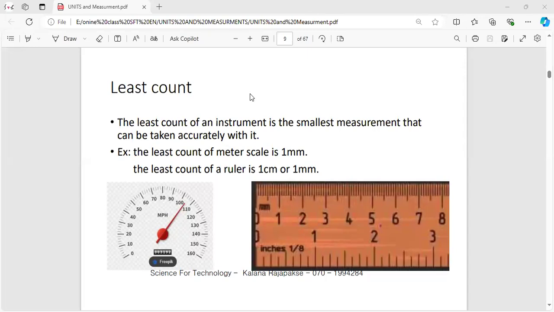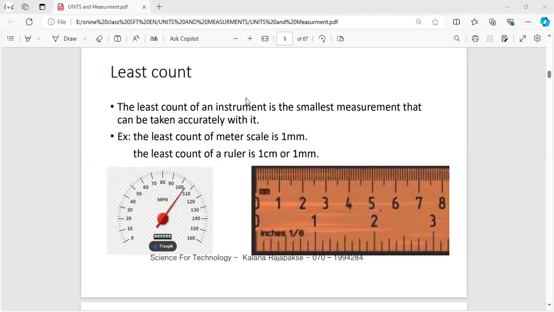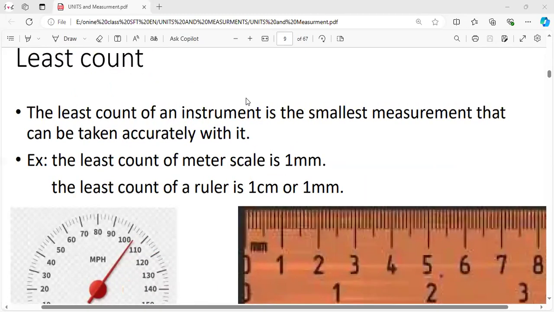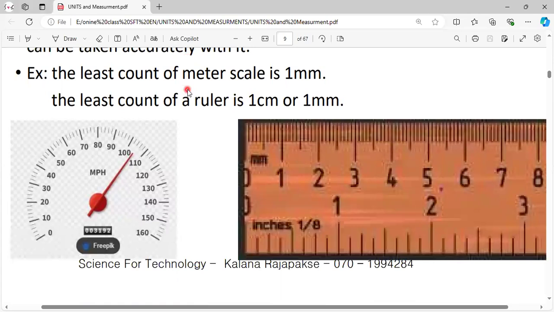Again, when we talk about the least count, it is defined as the smallest measurement that can be taken accurately with an instrument. For example, in this meter ruler, if you take any two adjacent lines, you can see it is denoting the minimum measurement, which is going to be 1 millimeter.